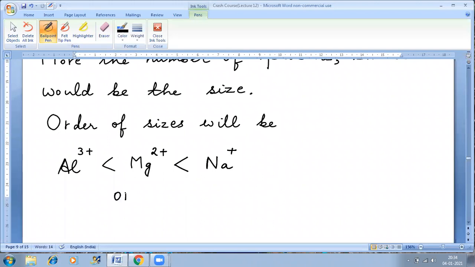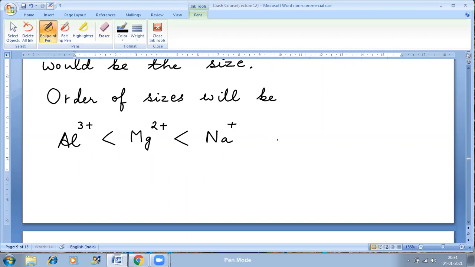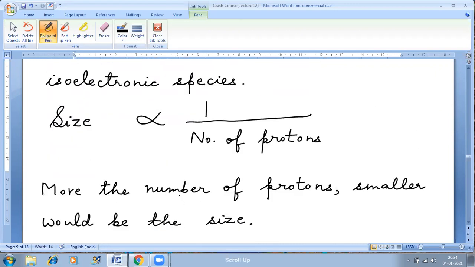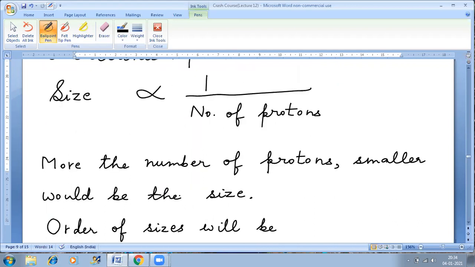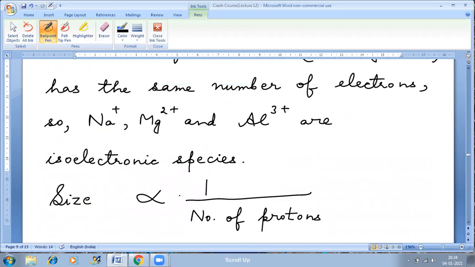Or I can write the same thing in this way. This is ascending order. If I want to write it in descending order, then the largest will be Na plus, then Mg2 plus, and the smallest will be Al3 plus. So I can write it in any way. The point is that if I have isoelectronic species, the size will be inversely proportional to the number of protons. Smaller the size means what? More is the number of protons.